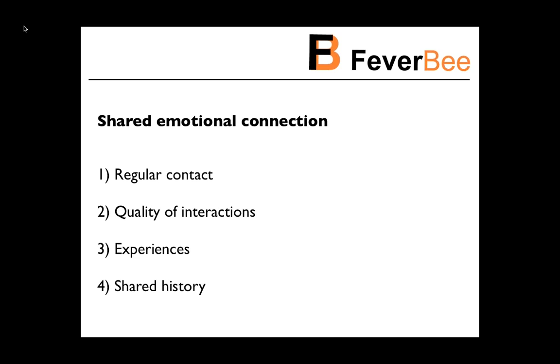First, for members to feel like they have a shared emotional connection, they have to have regular contact with each other. So regular events, regular discussions will have a big impact here. The second thing is the quality of those interactions has to be high. And by quality, we're not just talking about conveying information discussions. We're talking about discussions where people feel they've got a lot of value out of that discussion. So that value can be in social terms instead of just in informative terms.